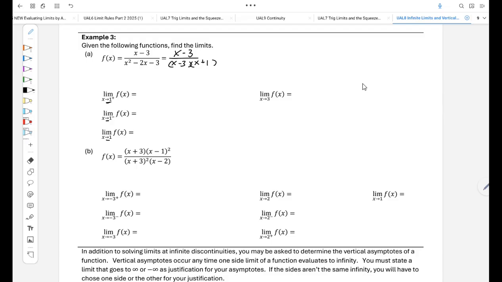With this, I want good notation to show that I'm in a non-0 over 0 situation. And the way we do that is we write the numerator limits and the denominator limits out separately. So we'll write the limit as x goes to negative 1 of x minus 3 and the limit as x goes to negative 1 of x squared minus 2x minus 3.